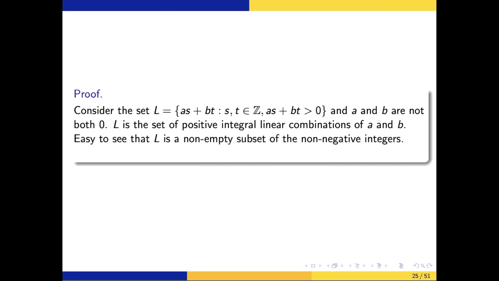It is easy to see that L is a non-empty subset of the non-negative integers. We just have to choose s and t wisely enough to find elements that have to lie in L. This means that L has a minimal element, and we claim that the minimum of L is equal to the GCD of a and b.